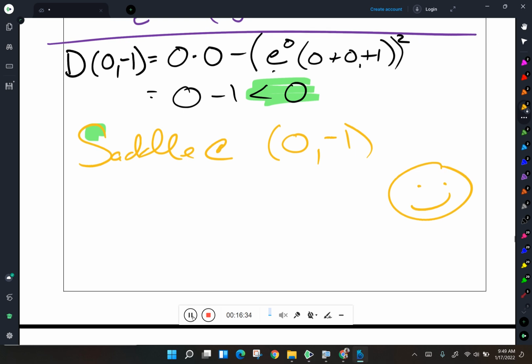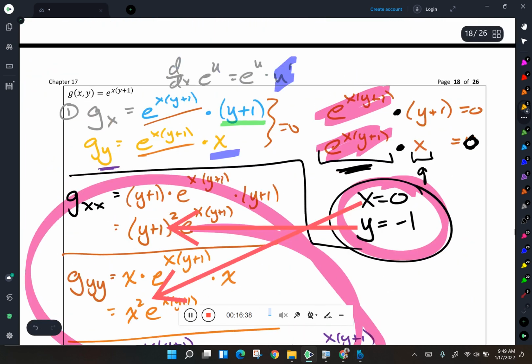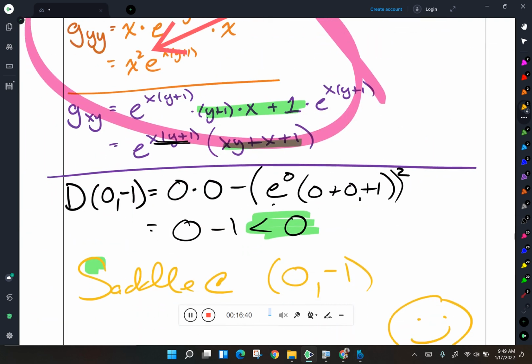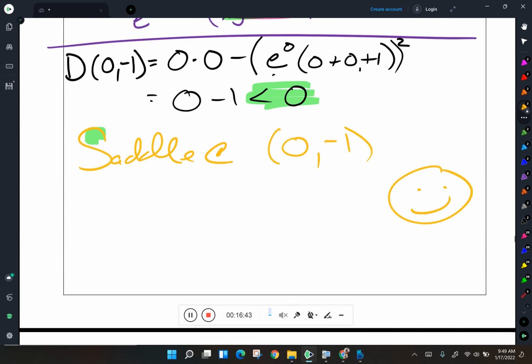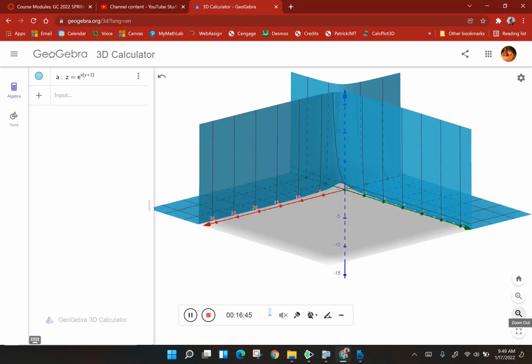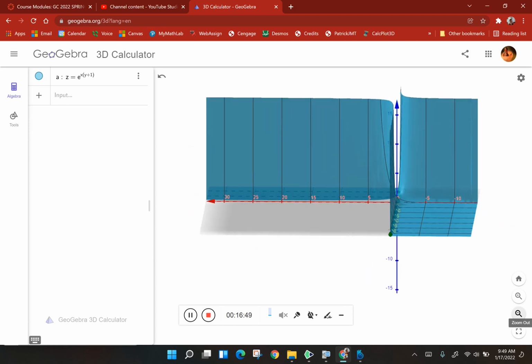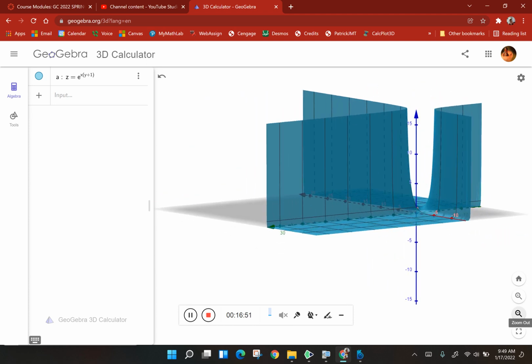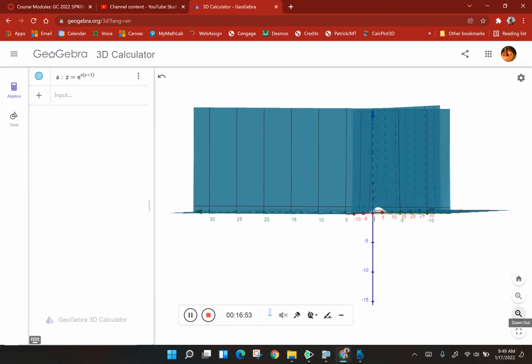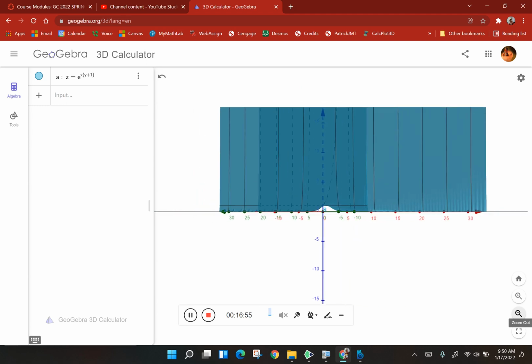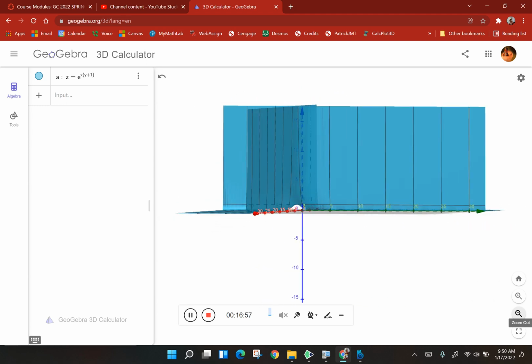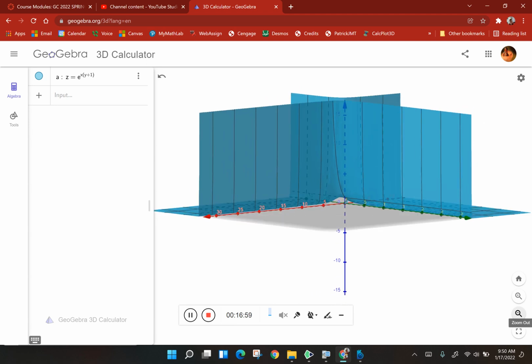Okay, now I know what you're thinking. You're thinking, woo, that was a lot. And there were a lot of places where I could have made mistakes. So I really want to check my work on this one. So let's go look at the picture. There's the picture. And do you see the saddle at the origin there? How it's a low point in one direction and a high point in the other direction. So there's our saddle. That's gorgeous.